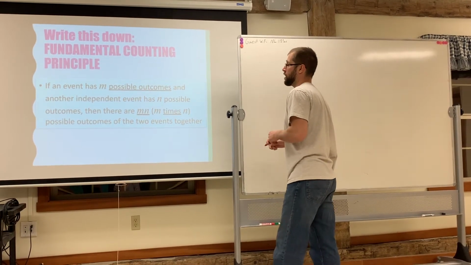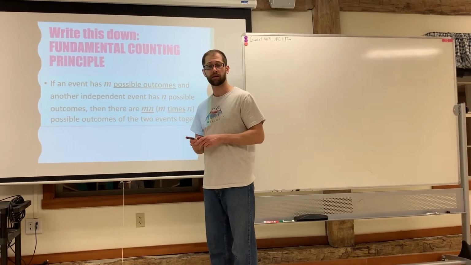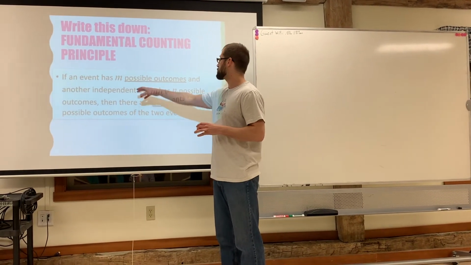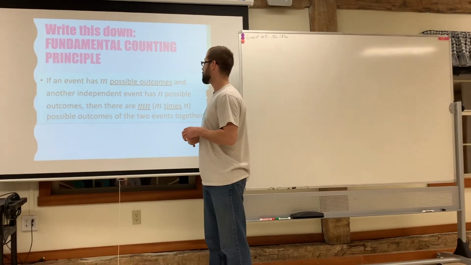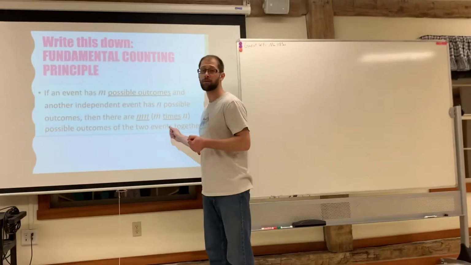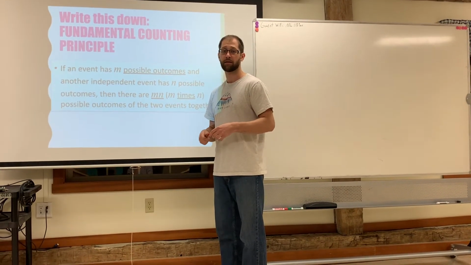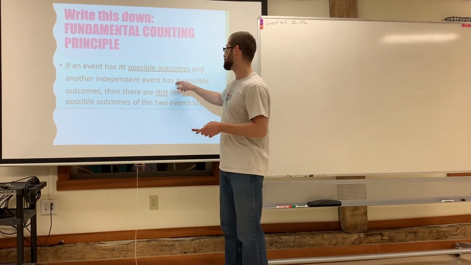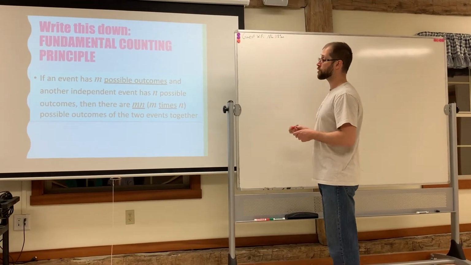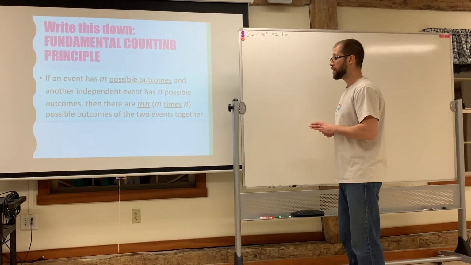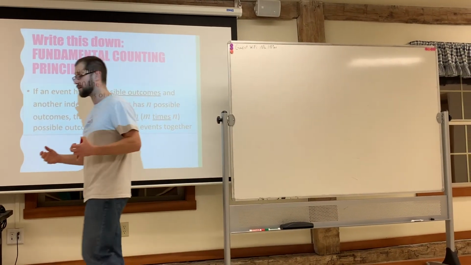is if an event has M, which is just a variable, it doesn't really mean anything. It just represents the possible outcomes for an event, and another event has N possible outcomes. Those variables just mean numbers. If an event has this many outcomes and another event has this many outcomes, you can multiply. It says you can multiply M and N together, and it'll give you the number of outcomes for the two events or more events together.